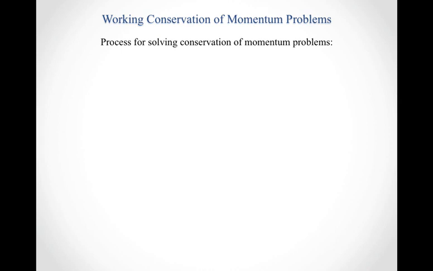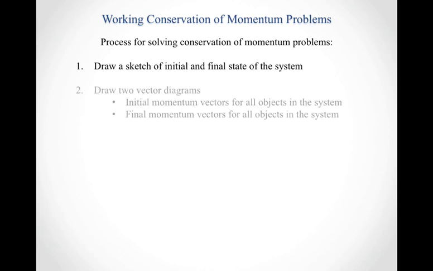For starters, a lot of this process should look very similar because conservation of momentum problems are just vector problems. And so we're going to do a lot of the things that we normally do in working a vector problem. In this case, because it's a conservation, that's telling us that we're going from some initial state to some final state. Again, we're going to start by drawing a sketch that shows those two states. So what does our system look like initially? What does our system look like at the end?